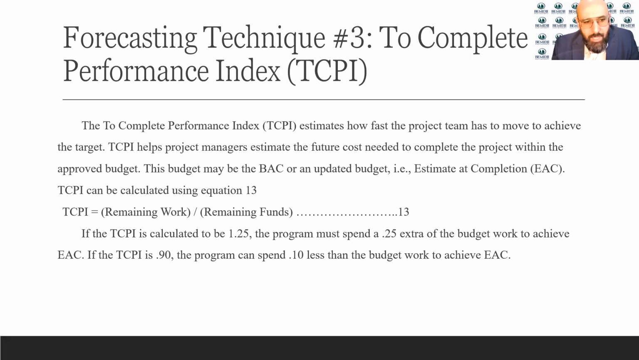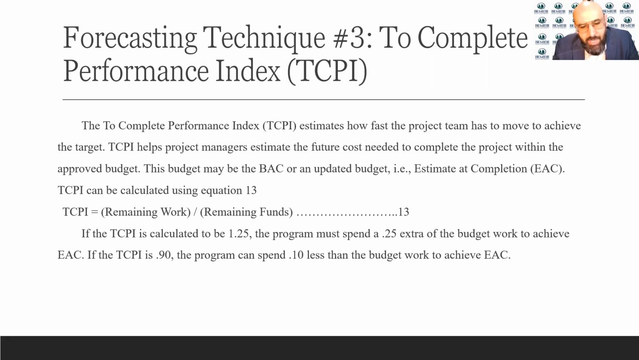The TCPI can be calculated by the remaining work divided by the remaining funds. And that will give you a number, a percentage. So for example, if it's calculated to be 1.25, that means that you must spend 25% extra of the budgeted work to achieve the EAC. If it's 0.9, the project can spend 0.1 less than the budget to achieve the EAC.